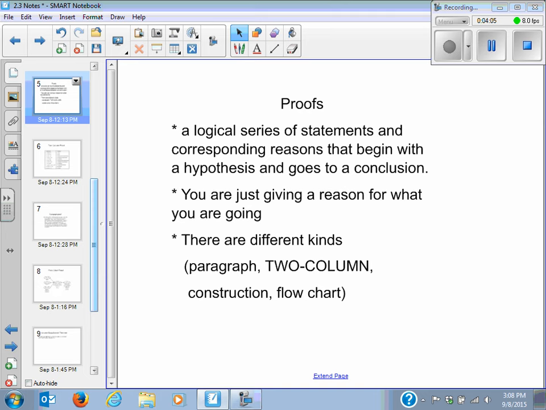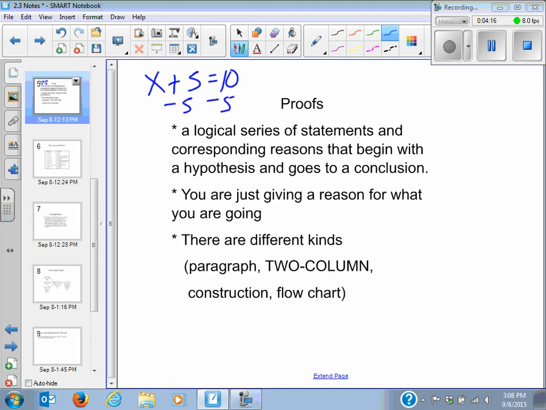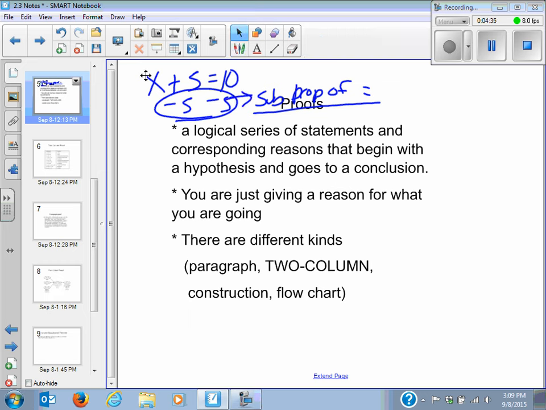In math, we used to solve algebra, and you would do x plus 5 equals 10. And then you would subtract 5 and subtract 5. Well, now, instead of just subtracting 5, you'd have to write here, subtraction property of equality. We just went over that. So now I'm just saying the reason I'm doing that is because the subtraction property of equality. You're going to have to write that down. So instead of just doing the process, you also have to say why you were able to do that. And there's different kinds. There's paragraph, there's two column, there's construction. We're not going to go over too much construction because we're saving constructions till the end, right before that EOC. And then we have one called flowchart.